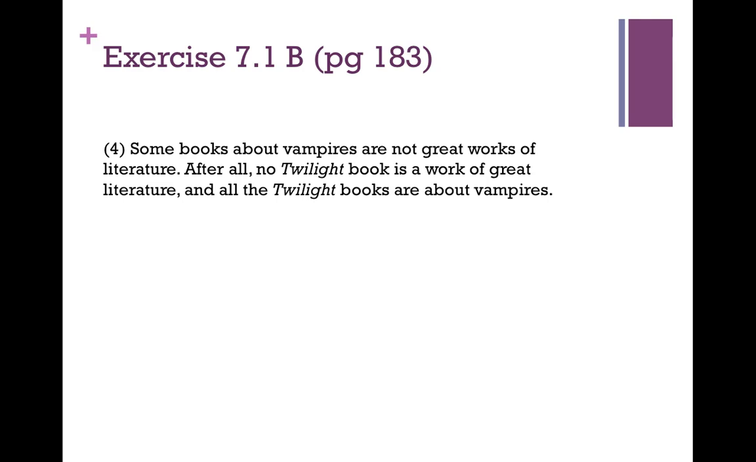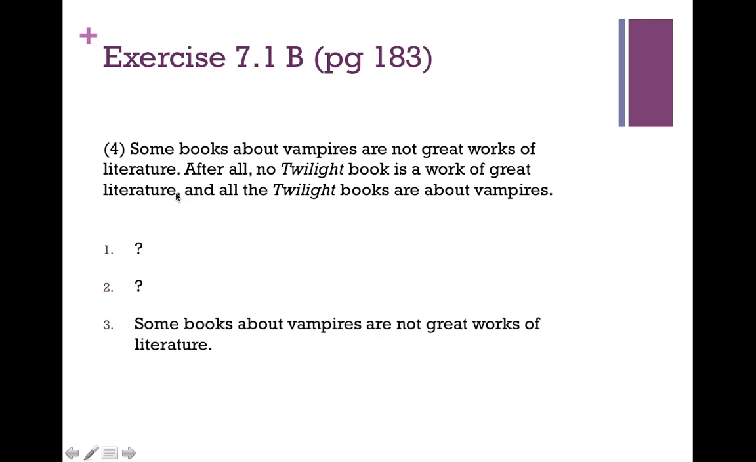Well, first things first, we need to figure out what the conclusion is. And the conclusion of this is some books about vampires are not great works of literature. And we have an indicator phrase here, after all. Again, this lets you know if someone says blah, blah, blah, after all, then what comes after that is going to be the justification. So some books about vampires are not great works of literature. First thing, this is in standard form. This proposition has a quantifier. Books about vampires is the subject, and it names a class. Our copula right here is are not. And then great works of literature names a class also.